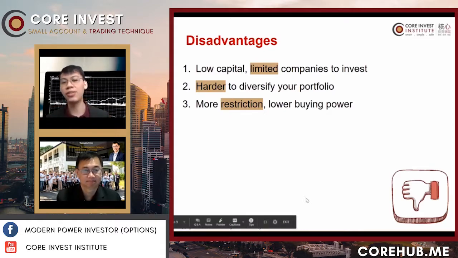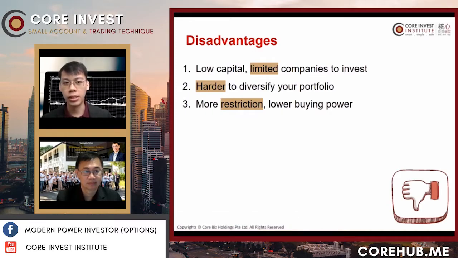All right. So what are the disadvantages of using only a small or low capital? The thing is that because you have a small amount, you can't buy so many companies. There's a limited number of companies you can invest in. Therefore, it's harder to diversify.